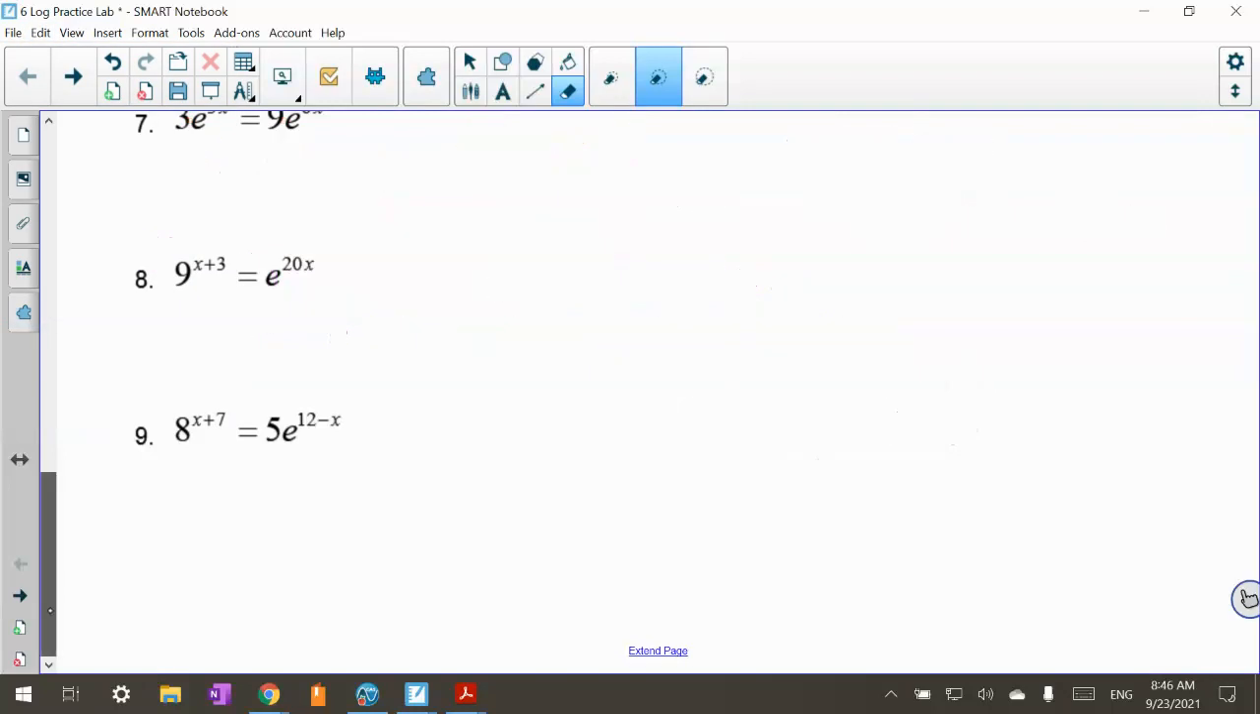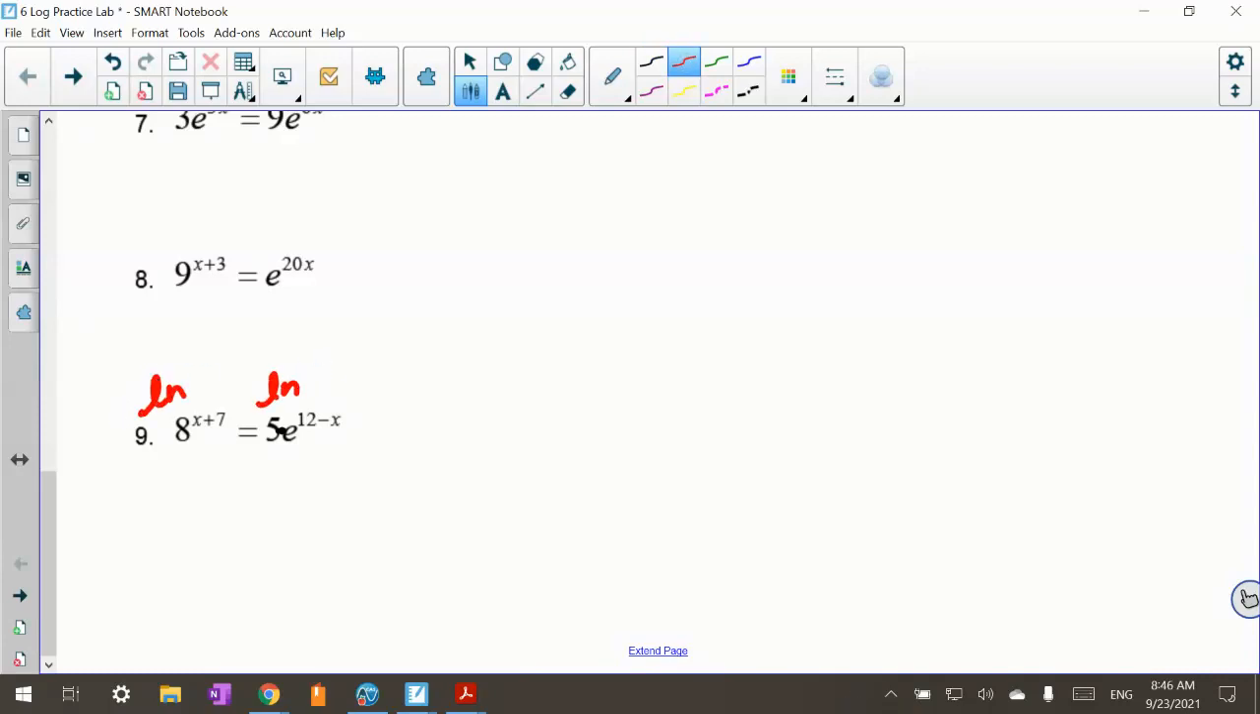So the last one I'm going to do on here, and if you want to stop it and try, go for it. But I have 8 to the x plus 7 equals 5 times e to the 12 minus x. Okay, first of all, there's really no normal math because this 5 is really to the first power. So I'm going to natural log both sides.